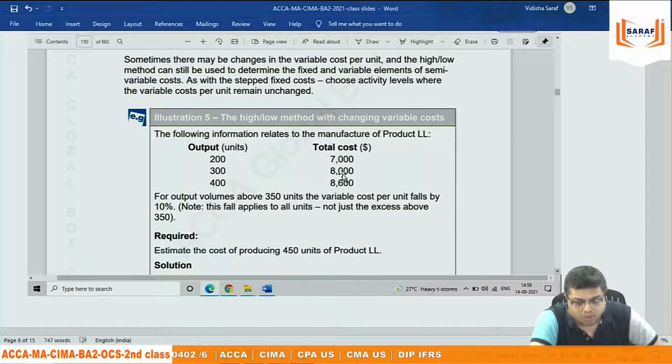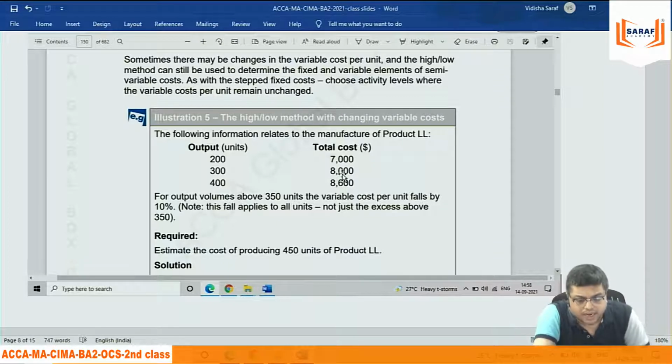7000 minus 2000, 5000 fixed. 300 into 10, 3000 variable. 8000 minus 3000, 5000 fixed. 400 into 9, 3600 variable. 8600 minus 3600, 5000 fixed. At all the three levels, the fixed cost is 5000. The variable cost up till 350 is 10 per unit, and beyond 350 it is 9 per unit.